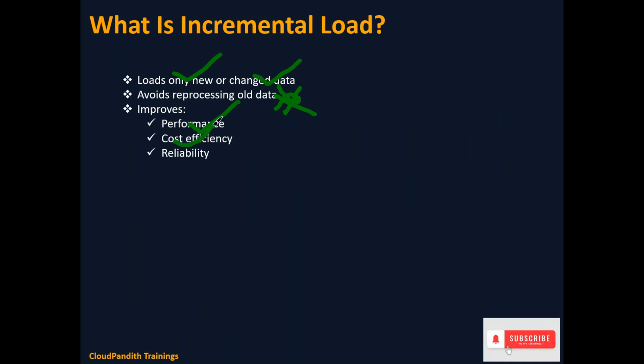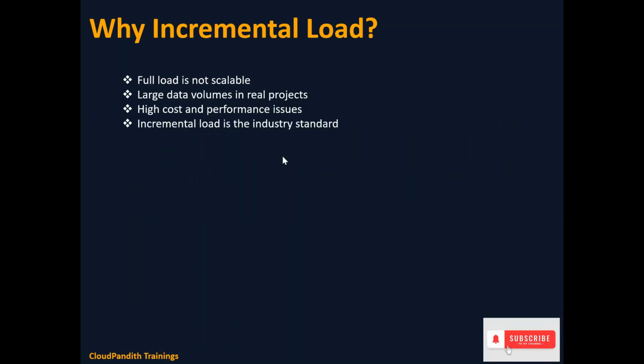Cost efficiency: it uses less compute as we are processing less data. It consumes less compute. As a result, cost will be reduced. Reliability: there is a very low chance of failure as we are processing very little data. Even if there is a failure, we have very efficient ways to recover from the failures. Those steps I have included in the next slides.